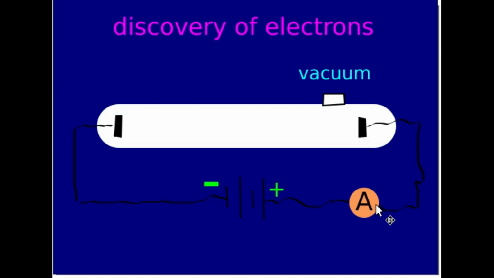When current is supplied, there is no deflection shown by the ammeter. But as the pressure inside the tube decreases, at a particular very low pressure, the ammeter shows deflection. That means there is some discharge from cathode to anode. That is, some particles from the cathode may travel towards the anode.